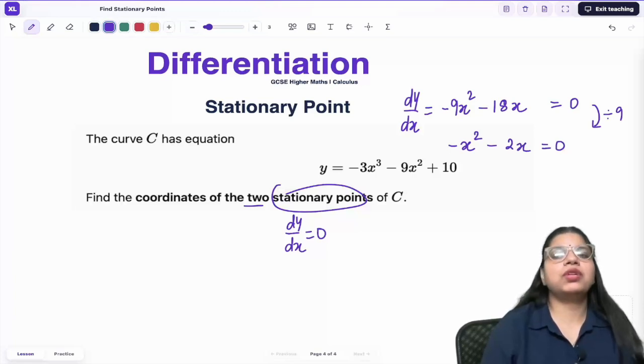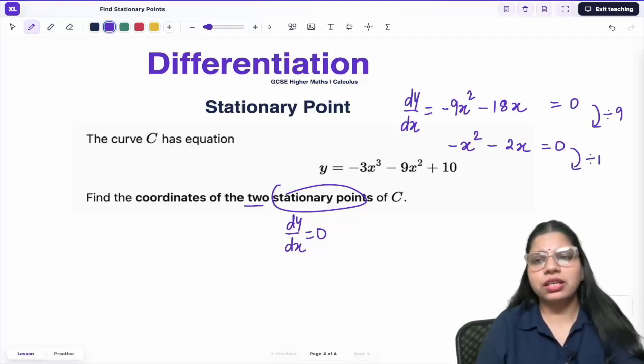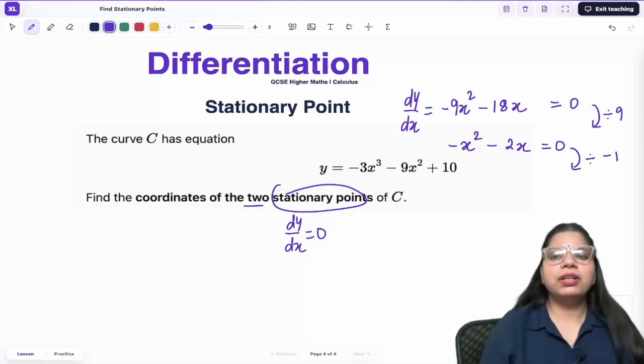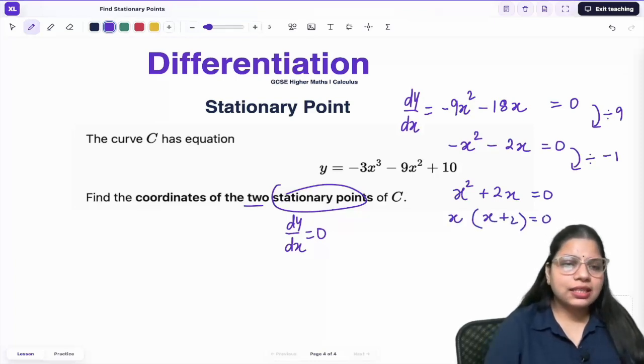Or you can divide by minus 1 again, or multiply by minus 1, whatever makes it easy. So you're going to be getting x squared plus 2x equals 0. Let's take x common out. That gives us x times (x plus 2) equals 0. So we get the x values are 0 and minus 2.